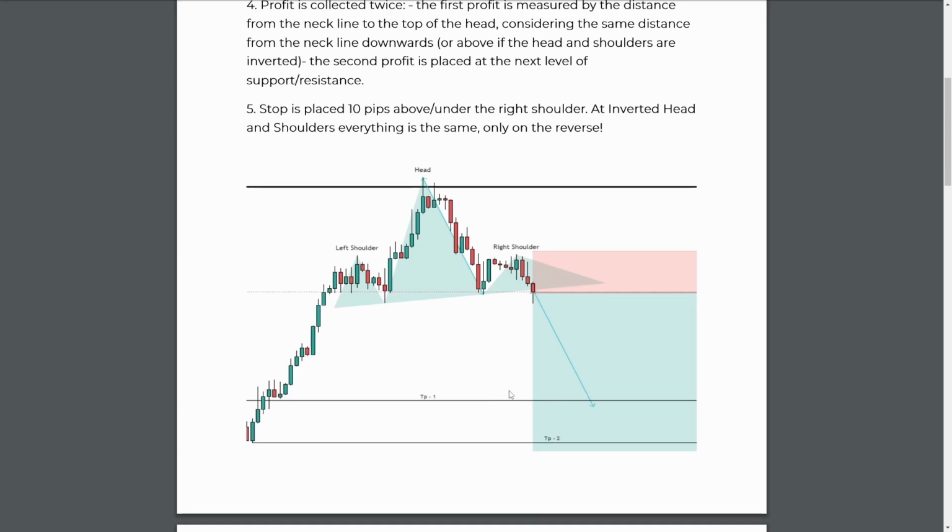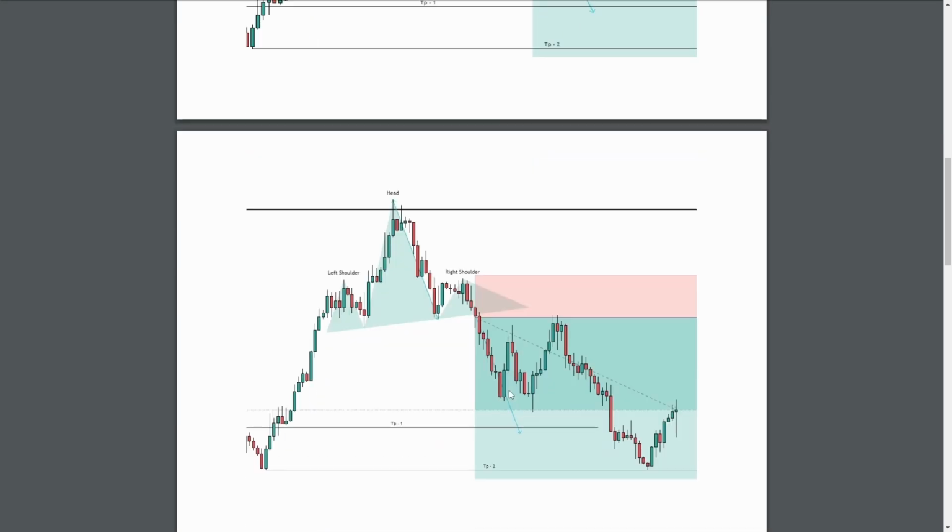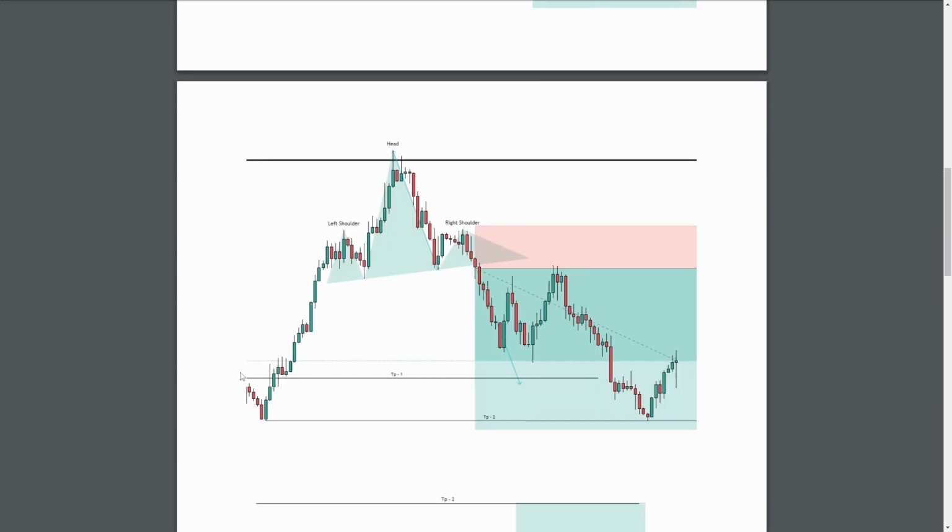Always look to the left for previous strong levels, for previous tops and bottoms. And if you see that your profit matches the previous tops or bottoms, make the profit at least a few pips smaller, because sometimes the spread may not hit your profit. This is extremely important. The stop is placed 10 pips over the right shoulder or the last top or bottom.